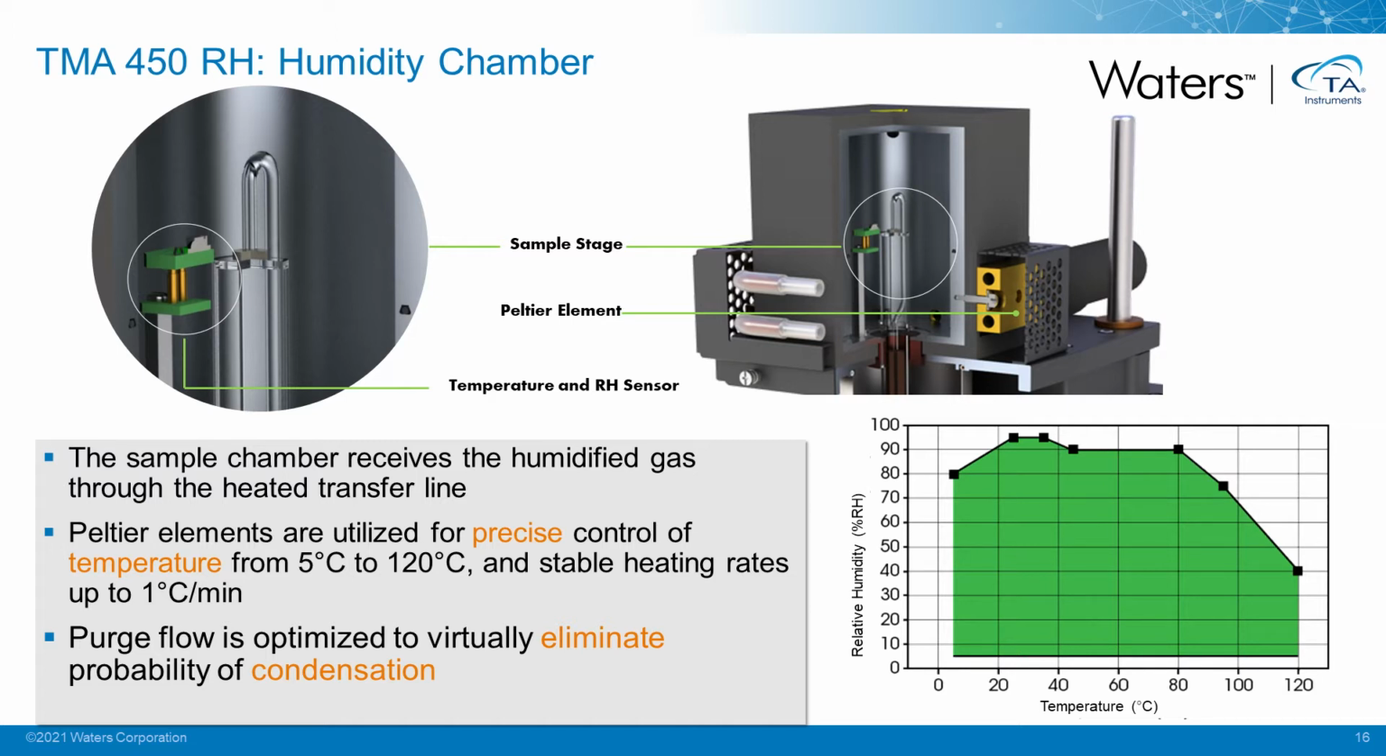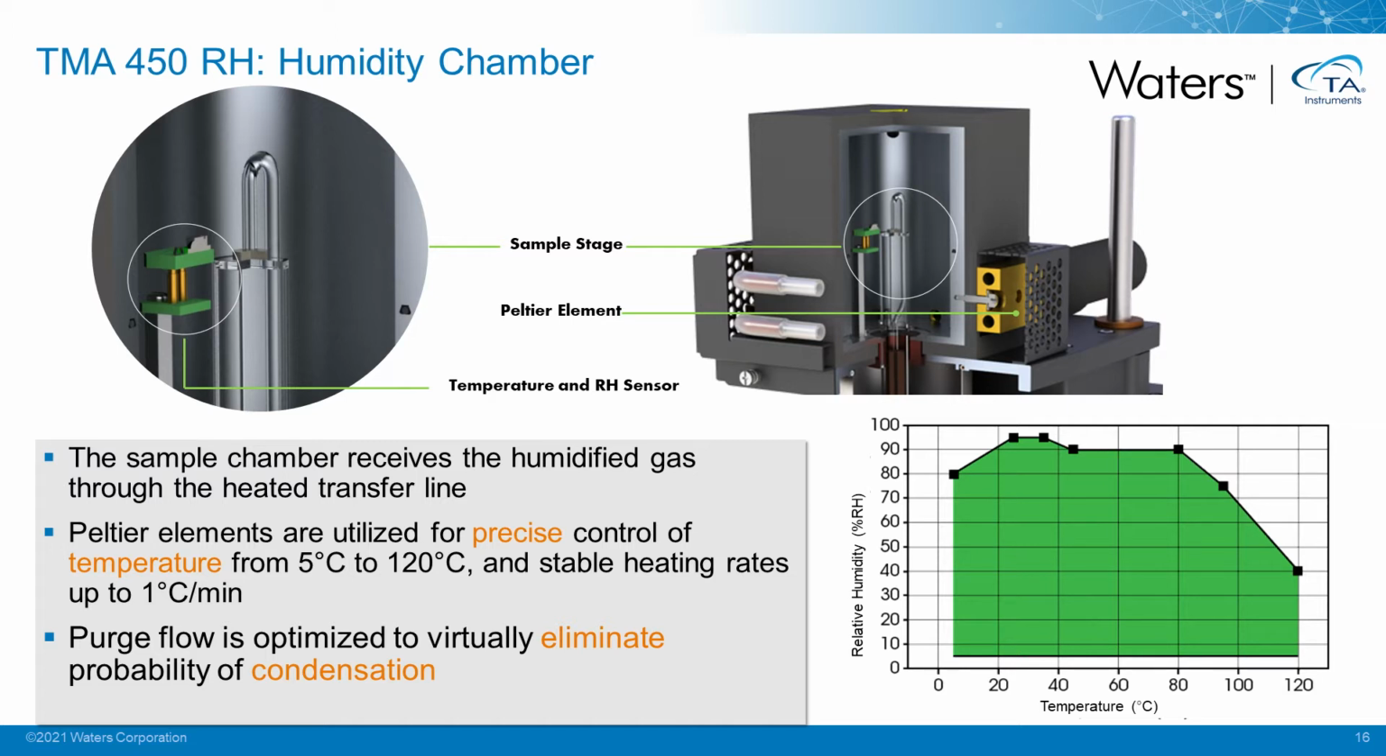The chamber's temperature is controlled by Peltier elements. That's the same as it is actually in the Discovery SA. I meant to mention that in the previous slide. So we use Peltier elements for temperature control. And I had mentioned in a previous slide that the RH versus temperature, it's not a rectangle like it would be on the Discovery SA. You can see a plot of what the relative humidity versus temperature looks like here.